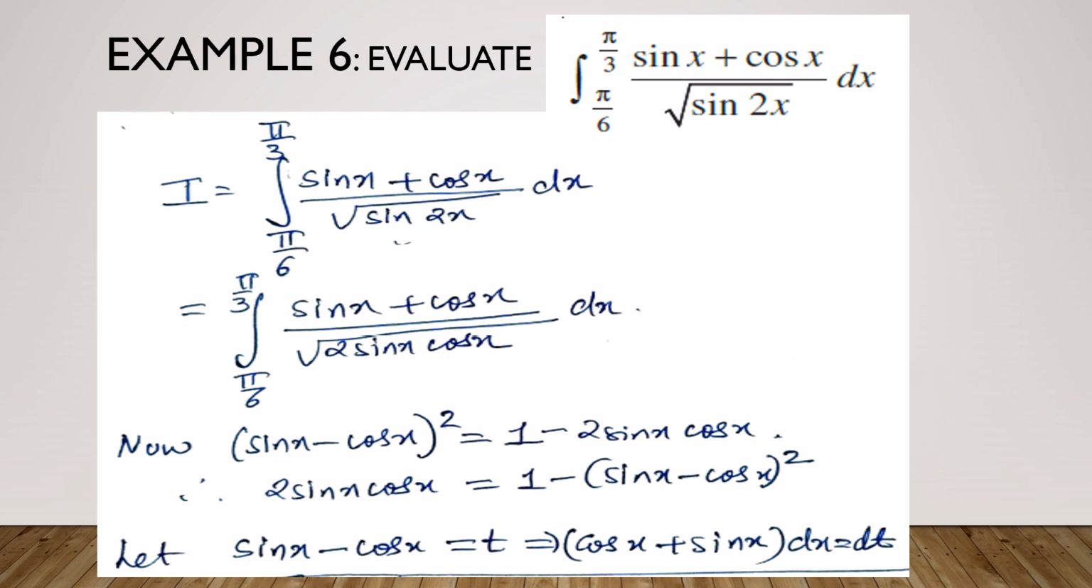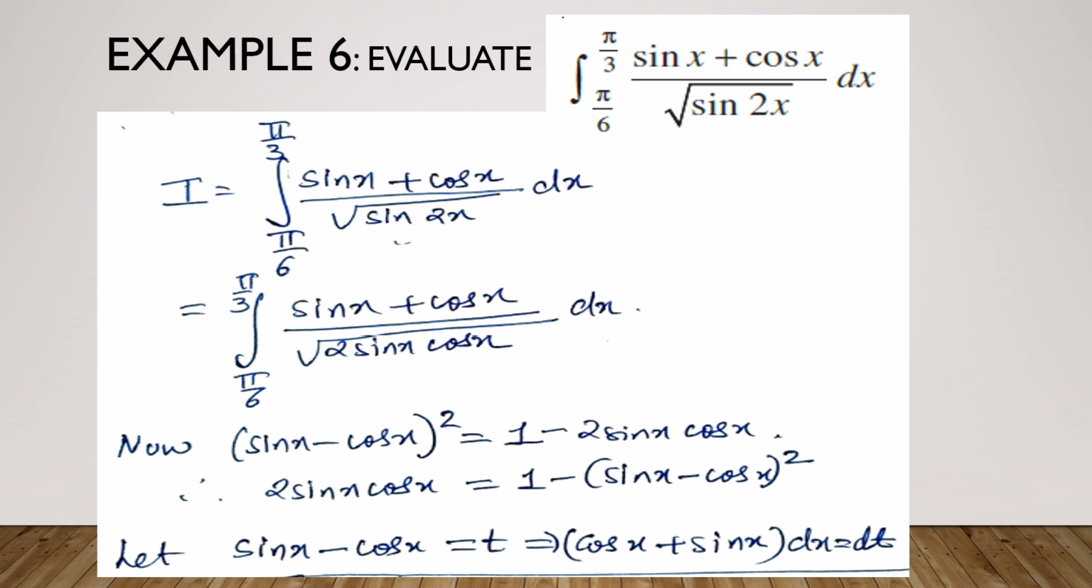Next one, integral pi by 6 to pi by 3 of sin x plus cos x upon root of sin 2x dx. Now since sin 2x is given and the numerator is in the form of sin x and cos x, obviously we will use trigonometric conversion. So sin 2x is 2 sin x cos x.